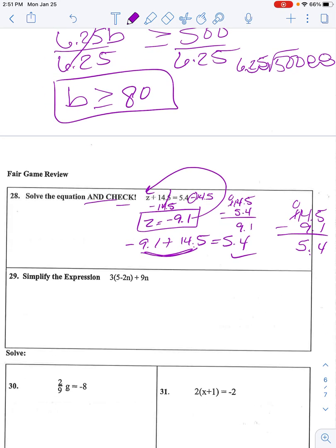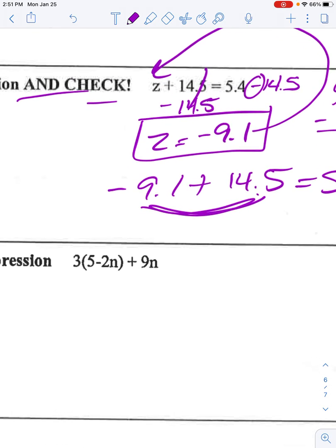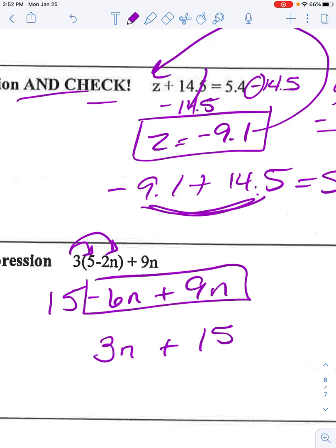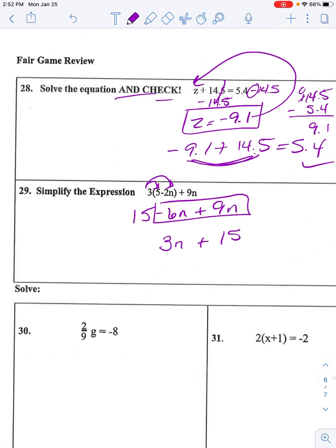29, we're simplifying the expression. So we need to distribute first. 3 times 5, 15. 3 times a negative 2n is a negative 6n. Bring down that 9n, and then we can simplify, combine like terms. Negative 6n plus 9n, different signs, find the difference, is 3n plus 15.